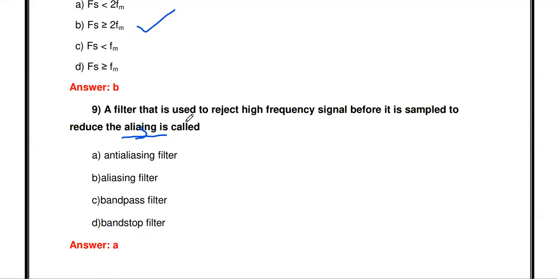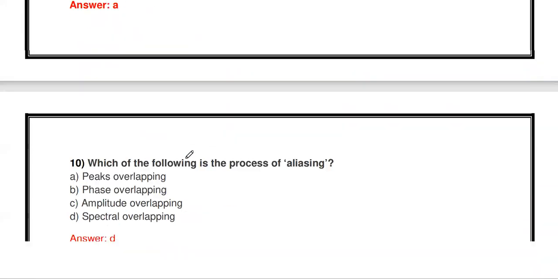In order to reduce this aliasing, we use a filter that rejects the high frequency signal before it is sampled. Before performing the sampling process, the signal x of t is passed through a filter in order to avoid aliasing. That filter is called an anti-aliasing filter, not an aliasing filter, band pass filter or band stop filter. This anti-aliasing filter is nothing but a low pass filter. The name anti-aliasing is because this filter is used to reduce the aliasing distortion. Okay, so this is the answer.